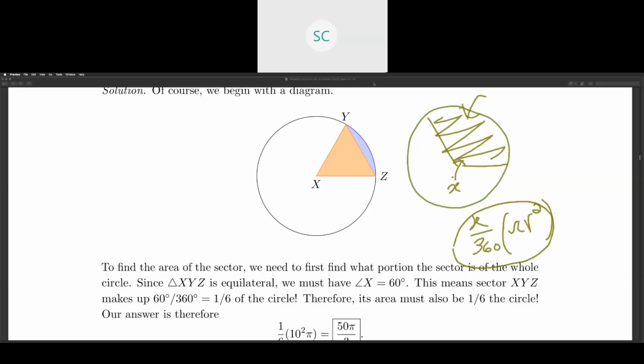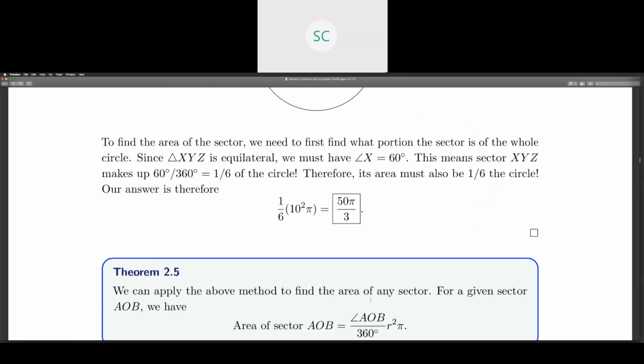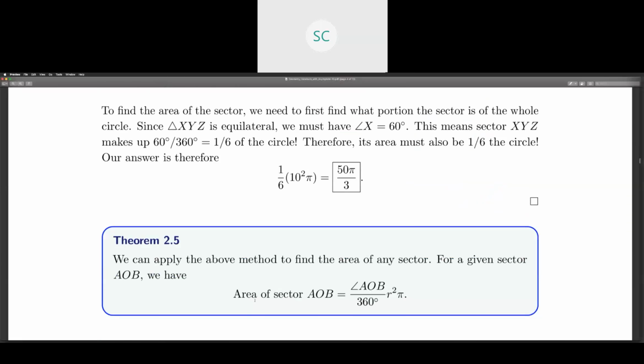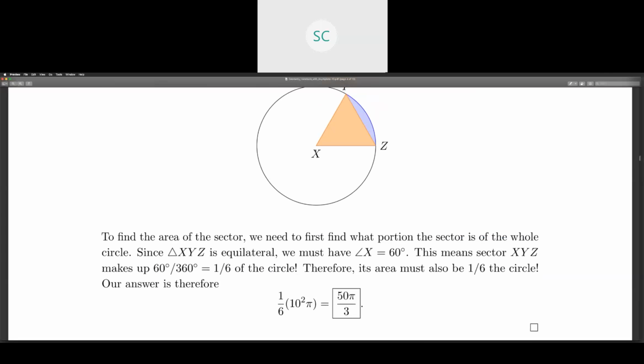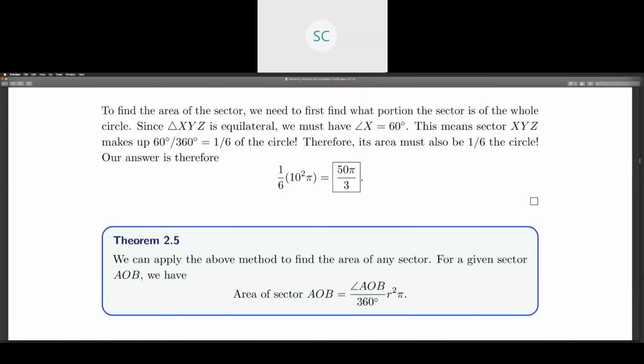If you put it into more mathematically precise notation, the area of a sector AOB is equal to this angle over here, angle AOB, over 360, times pi r squared.